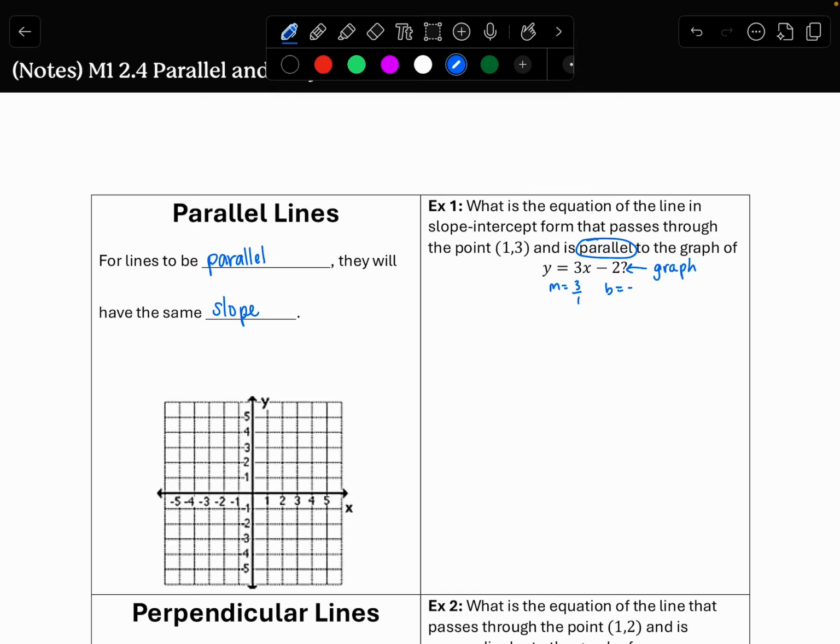b is negative 2. Your y-intercept goes first. So you start at negative 2. You go up 3 to the right 1. So up 3, to the right 1. If you want to keep going, feel free to do it, but I'll just graph it from here.